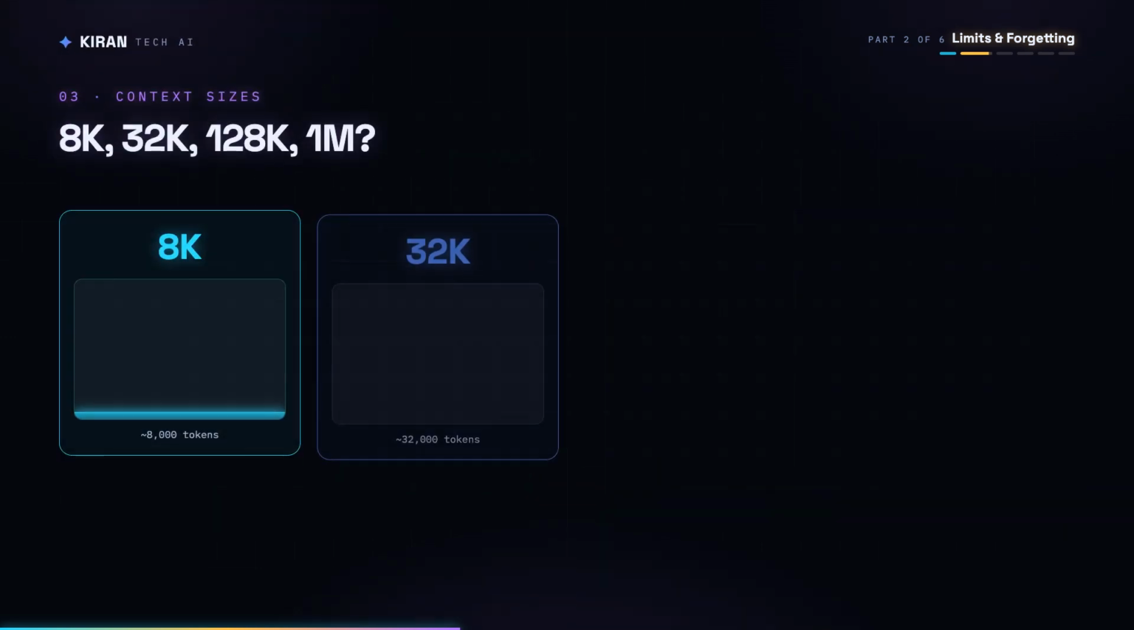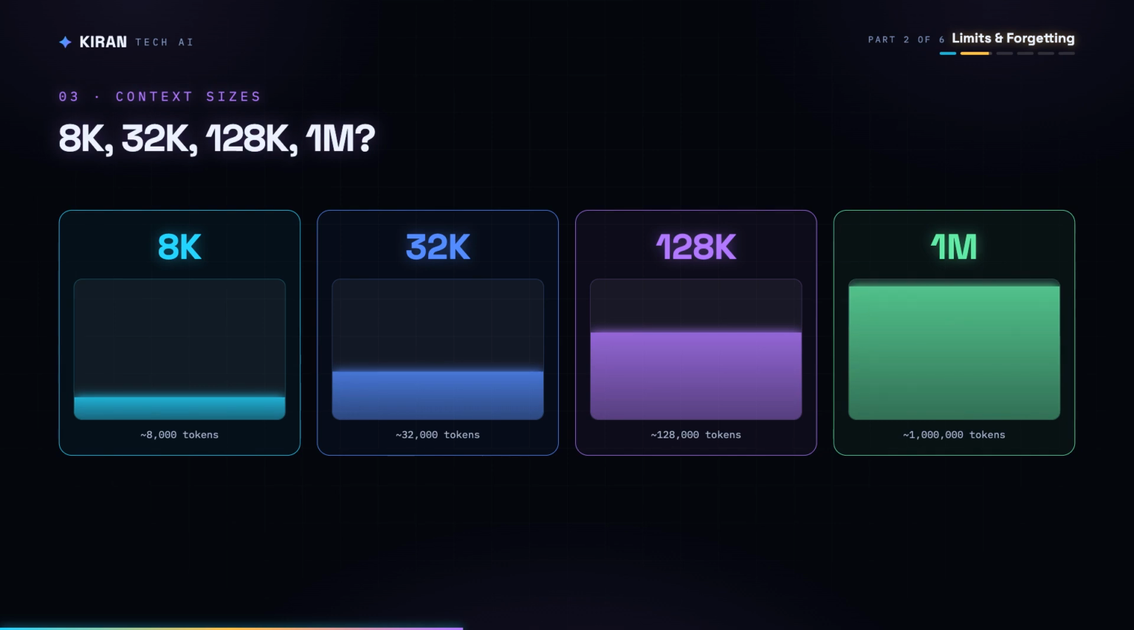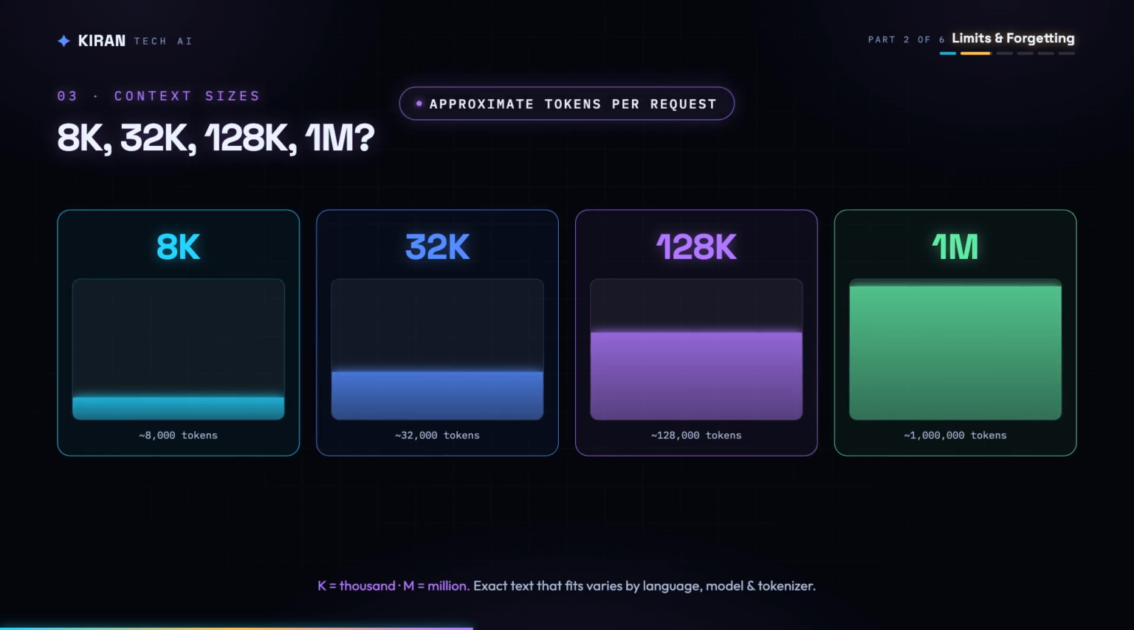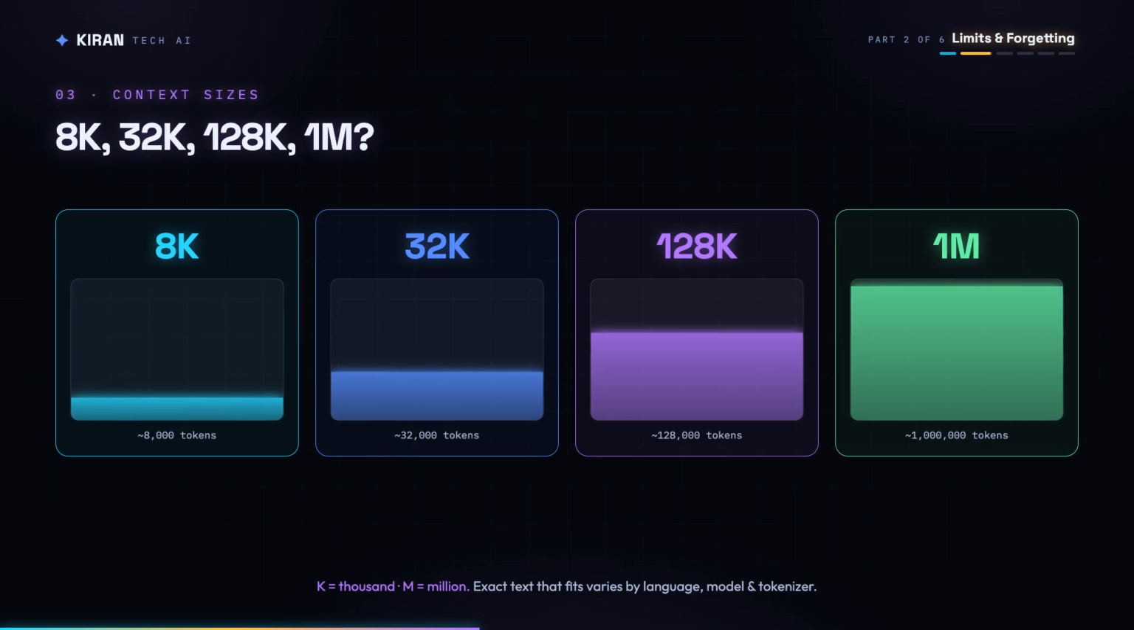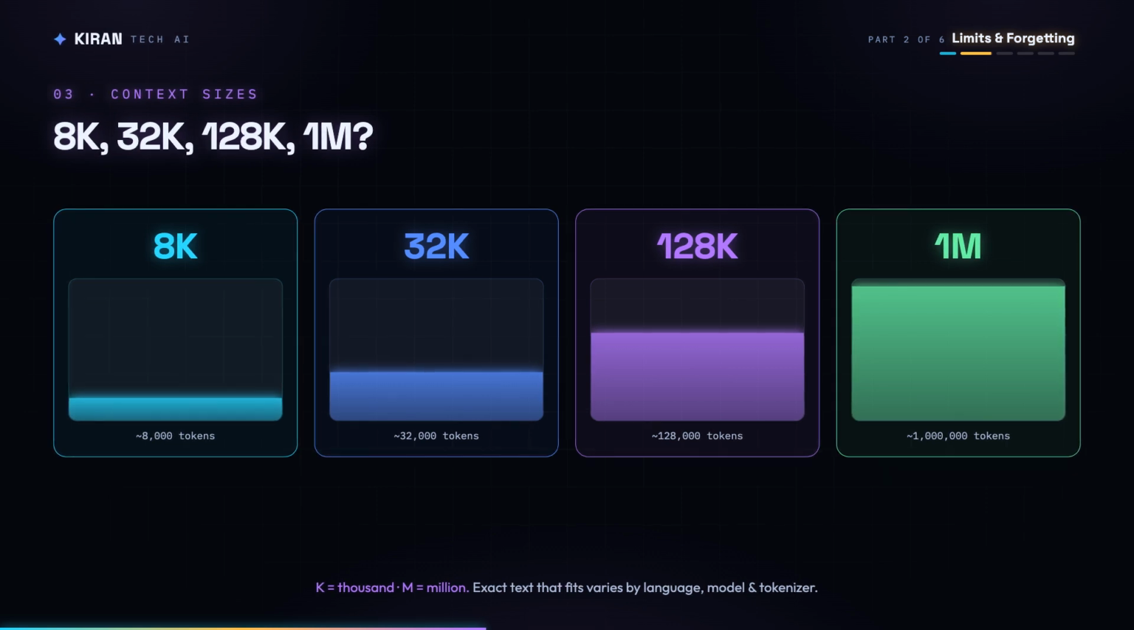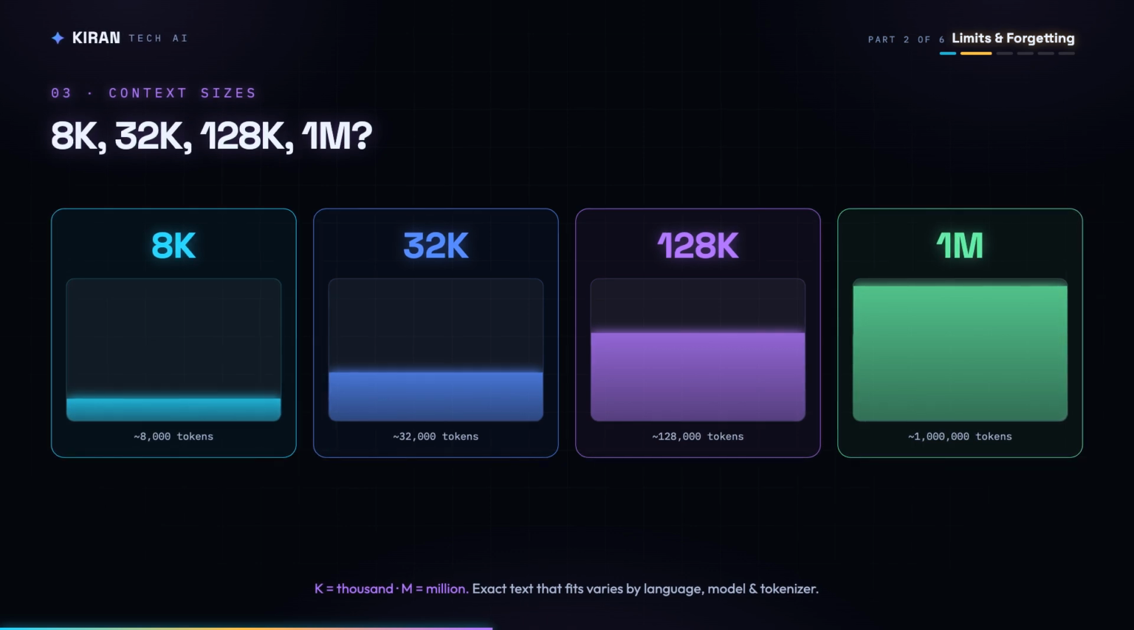You have probably seen numbers like these next to AI models: 8K, 32K, 128K, even 1M. So what do they mean? It is simple. The K just means thousand and the M means million. So 8K is about 8,000 tokens and 1M is about 1 million tokens. These numbers are the size of the table, roughly how many tokens the model can hold in one request.